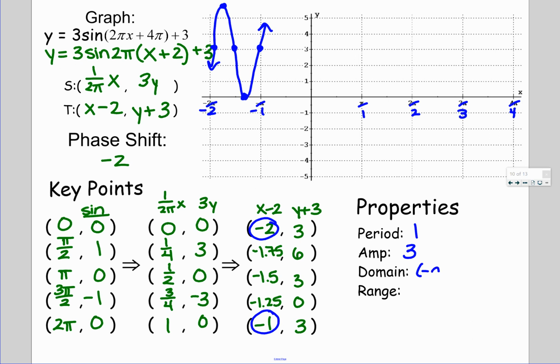Domain is always all real numbers. Range we can see in our picture is 0 to 6. And then let's add that sinusoidal axis one more time. It's y equals what? What cuts right through the middle of that wave? 3. Y equals d, your vertical shift.